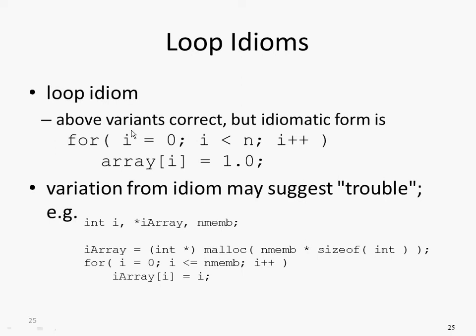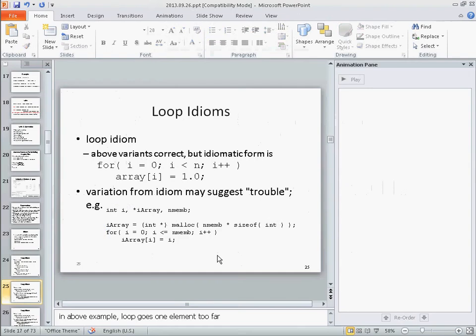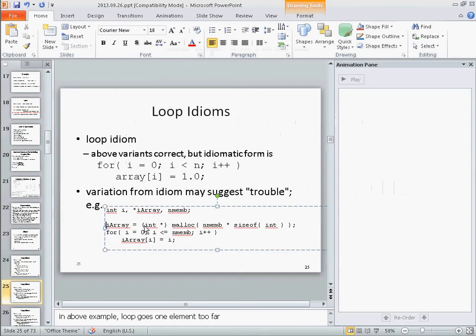Now, one of the reasons for these idioms, for these conventions, is to lower cognitive overhead, but also to be able to recognize problems. So, ladies and gentlemen, here we have, oh man, you shouldn't be calling it i array. This should not be called an i array. It should be an array of integers.